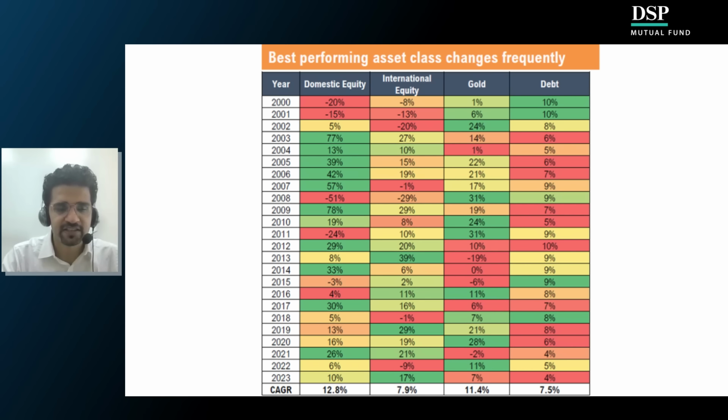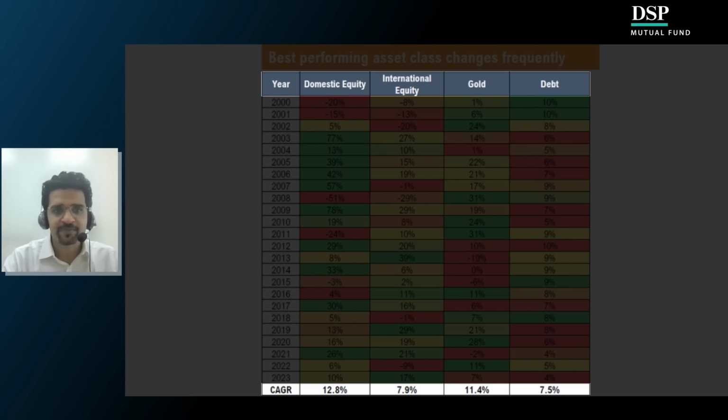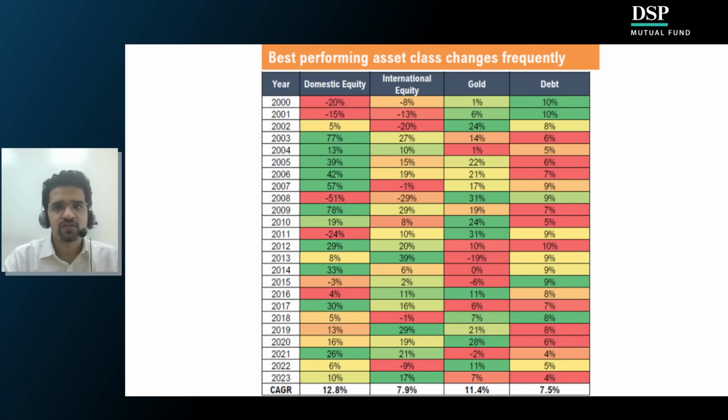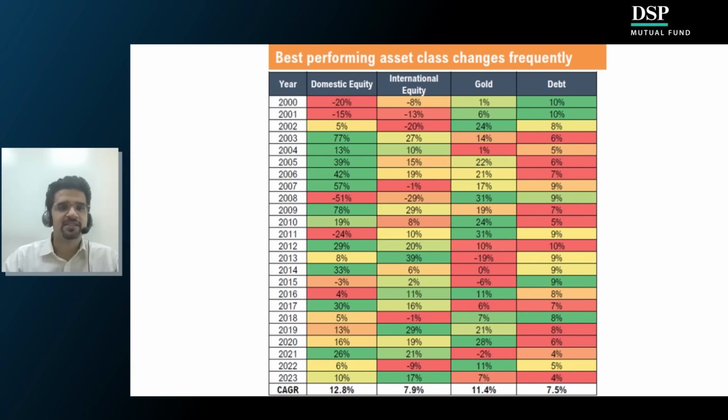Even in 2020, equity had a very big fall, and during such a time, gold as an asset class outperformed well. So, though in the longer run, if we see the overall CAGR, domestic equity has performed well compared to other asset classes, there are periods of intermittent volatility and drawdowns. Now, how do we minimize this?